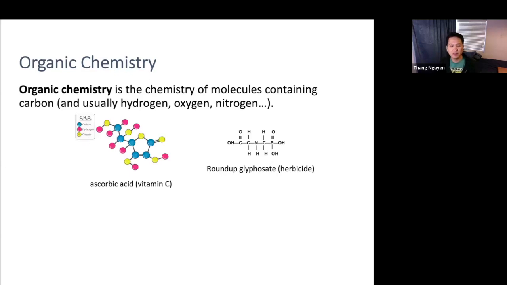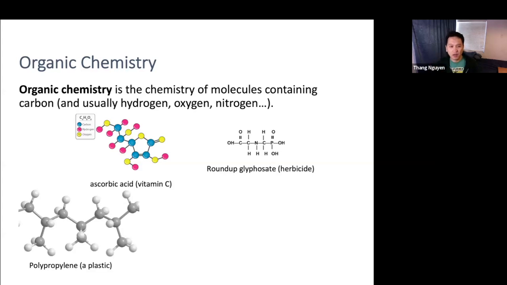Okay, so for example, ascorbic acid, vitamin C, is indeed an organic compound. In the molecule represented here, carbons are the turquoise blue balls. So it has 1, 2, 3, 4, 5, 6 carbons in it. It also has oxygens and hydrogens.